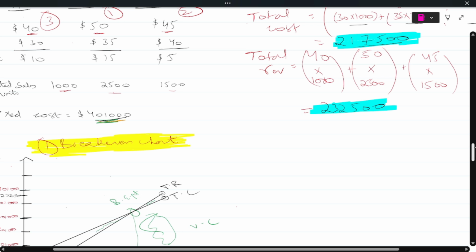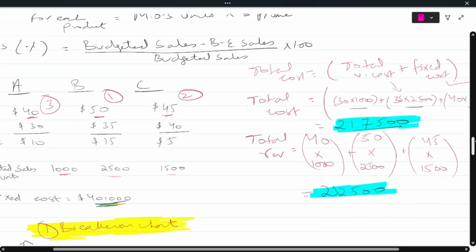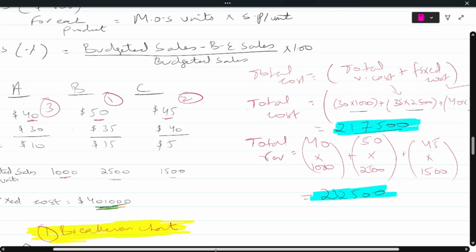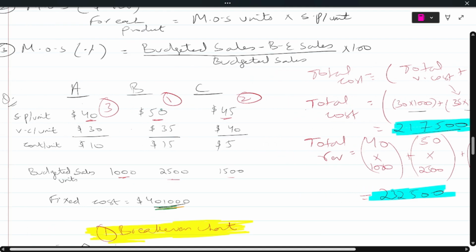Now, if you look at the question, we have to draw the graph in order of highest selling price first. So what's my highest selling price over here? 50, right? So that means I'll be making product B first. Let's see what the profit will be at product B, because the selling price is the highest at product B, $50. If this is the highest, I'm going to make product B first, correct? And now I will have to calculate its profit.